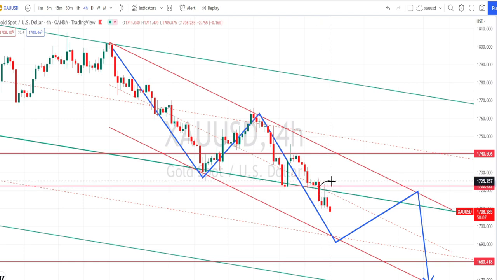It has clearly broken the midline of the bearish channel pattern from the daily time frame, so it is in a very strong bearish trend. Next level of support is going to be the bearish channel pattern support line from the 4 hours time frame. Let us look at the price action in hourly time frame.